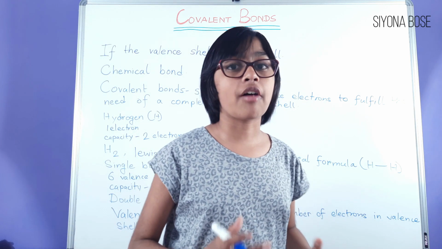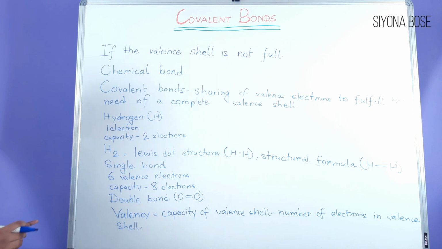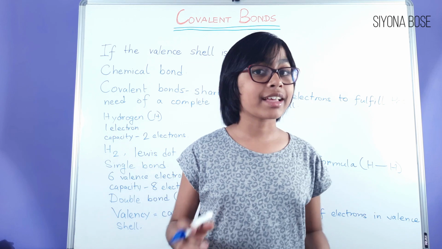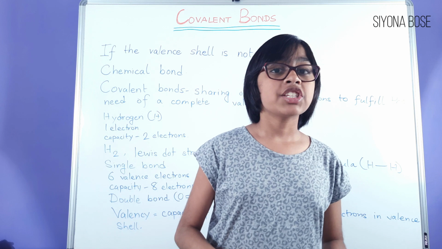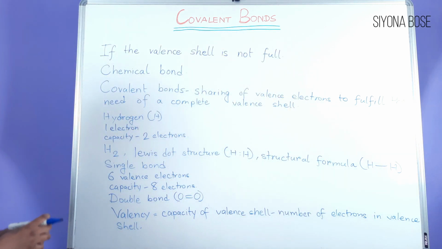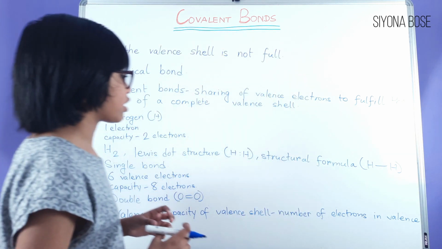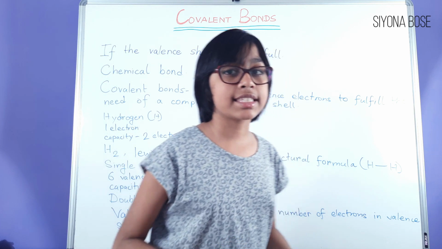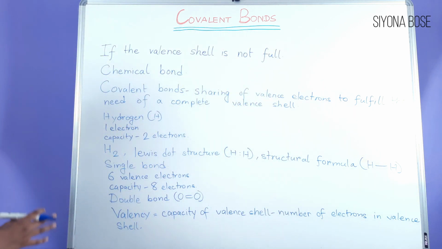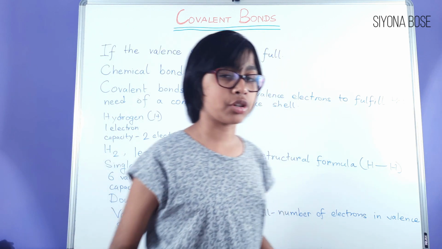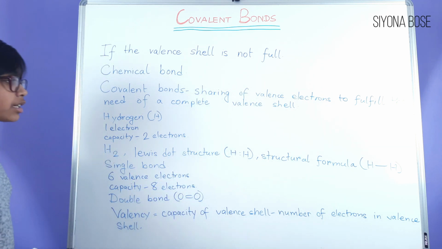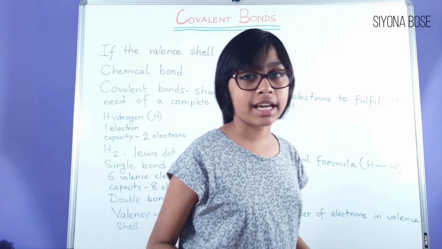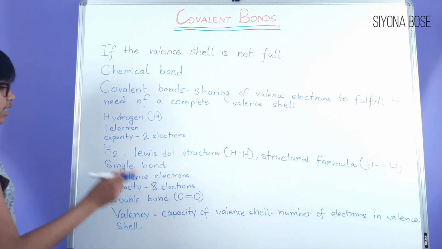If we take the example of hydrogen, it has only 1 electron in the first shell, whereas the capacity is 2. So 2 hydrogen atoms come together to fulfill the need of a complete valence shell with 2 electrons for both atoms. That's where the reactivity comes from, since the valence shell was not full. There are different ways we can represent H2: firstly the formula, then the Lewis dot structure, H colon H, and the structural formula, H dash H. That has a single bond.